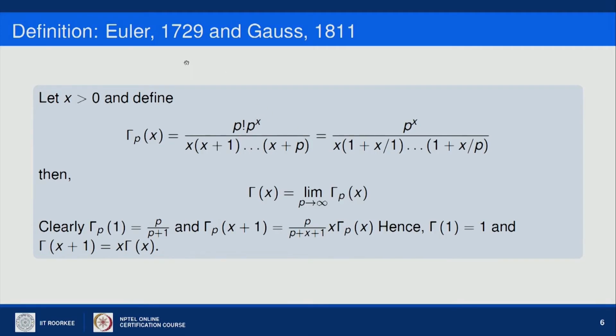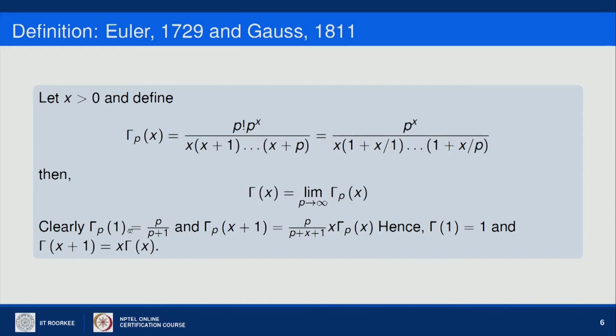For example, if we want to find the value of gamma 1 from this definition, gamma p of 1 will be, just put x equals 1 here. So, it will become p upon p plus 1, and gamma 1 will be the limit as p tends to infinity of p upon p plus 1, which is obviously 1. Similarly, gamma p of x plus 1 equals p upon p plus x plus 1 into x times gamma p of x. In the limiting case, this value will become 1, gamma 1 is 1. So, gamma x plus 1 will become x gamma x.